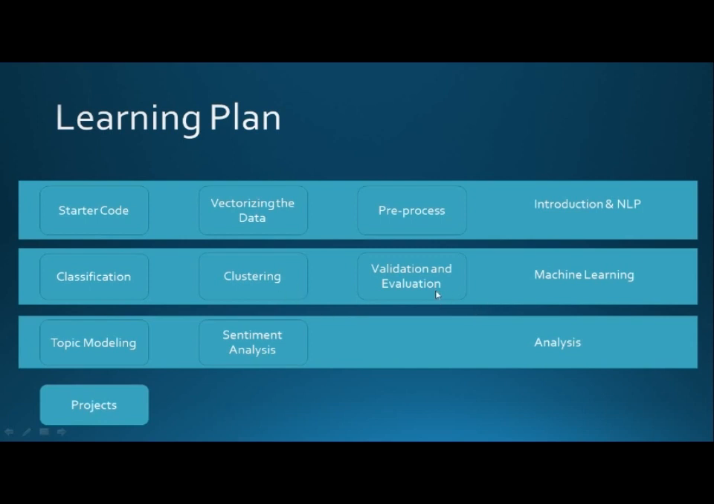In the second row over here, that is representing machine learning, we will have three modules. There are classification or document categorization, grouping of documents or document clustering, and then validation and evaluation of these techniques. This will cover the machine learning part of the course.